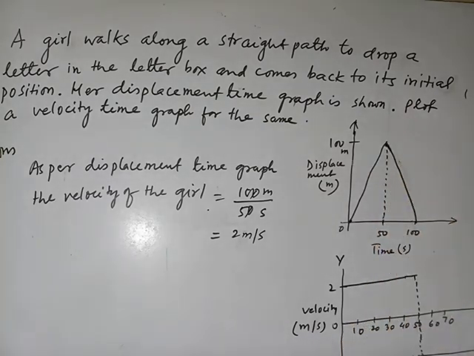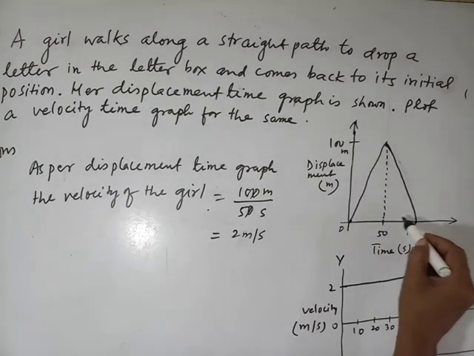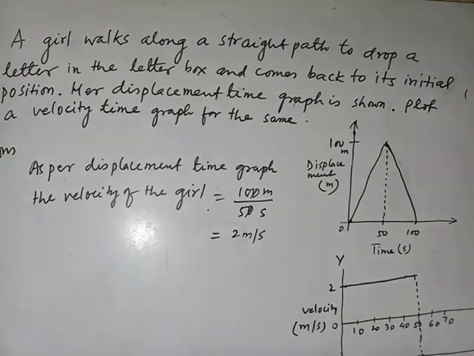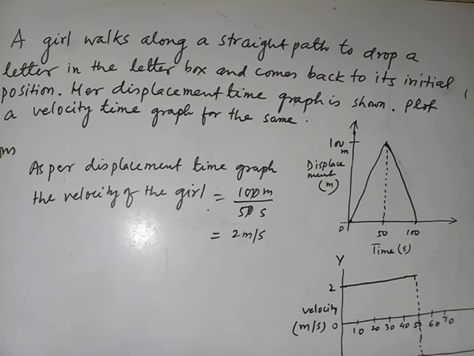The important thing is that in the next 50 seconds she returns to her initial position. So the time taken to return is the same as the time taken to go and drop the letter. So here the velocity is constant. Now this is the velocity time graph, and this is the x-axis.